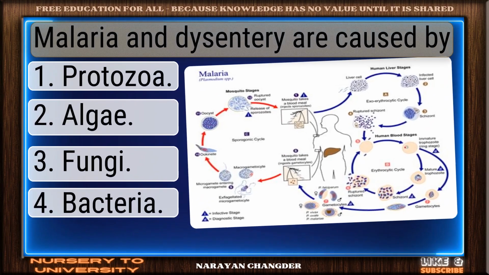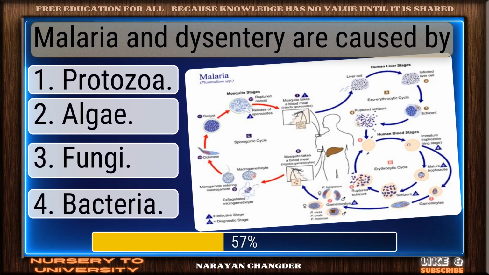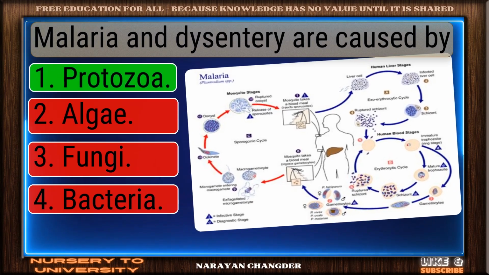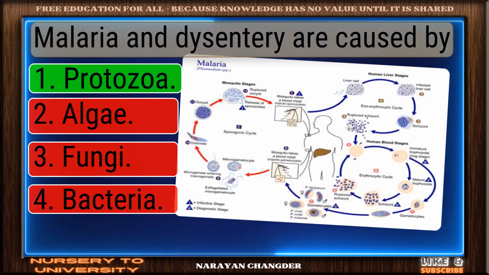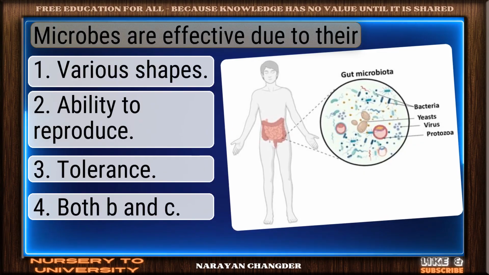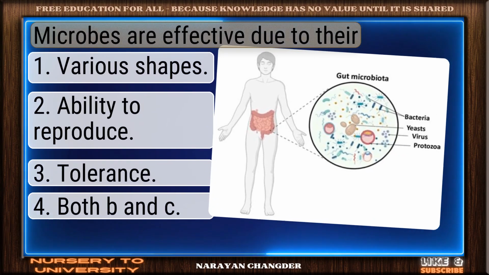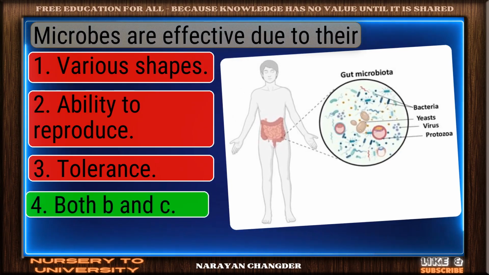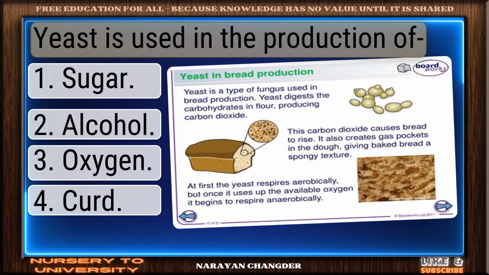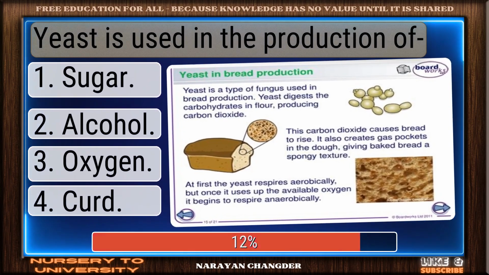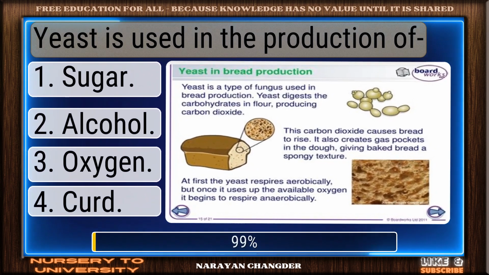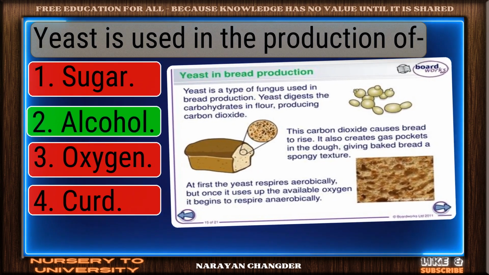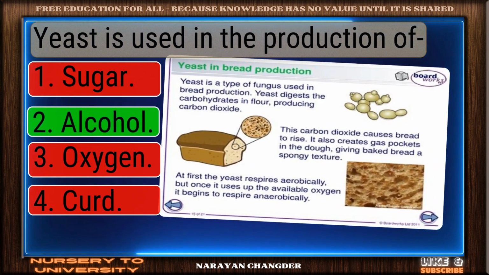Malaria and dysentery are caused by. Well reasoned. Protozoa is the correct choice. Microbes are effective due to their. Bravo. Both B and C is the answer. Yeast is used in the production of. Exactly. Alcohol makes sense and it is right choice.